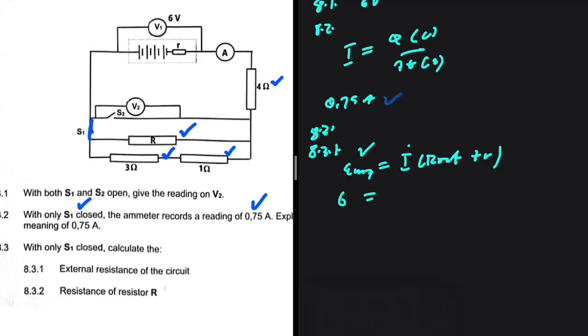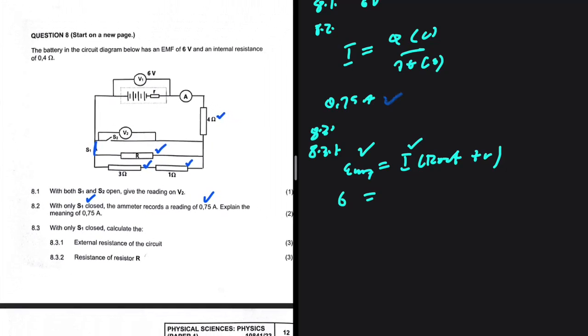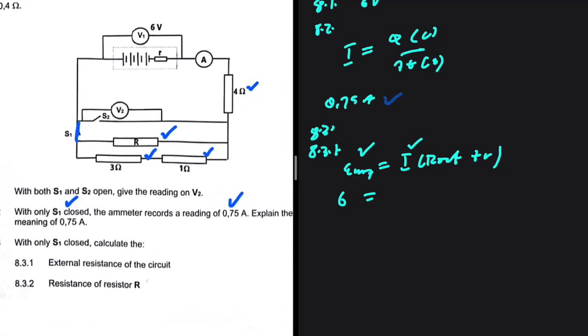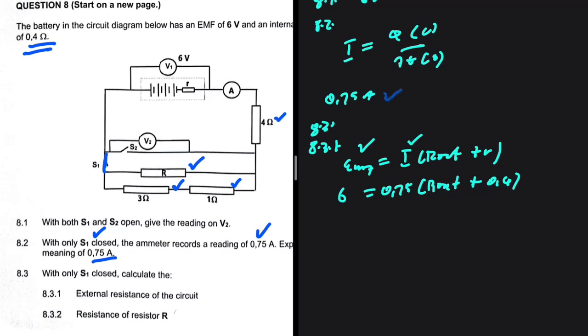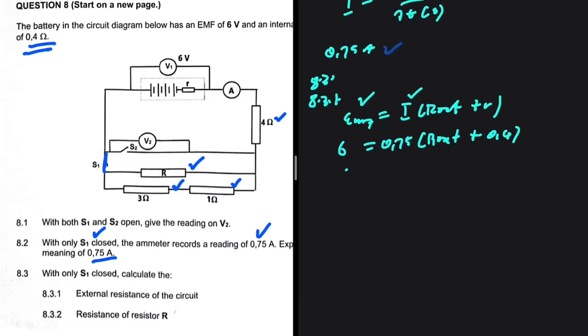Do we have the current? It is said to be equal to 0.75 when S1 is closed. So we have 0.75 multiplied by R external plus the internal resistance. The internal resistance is said to be 0.4 ohms. So we have 0.4. What we need to do now is to divide both sides by 0.75. We will have 8 is equal to R external plus 0.4. It will be easy to see that R external is equal to 7.6 ohms.